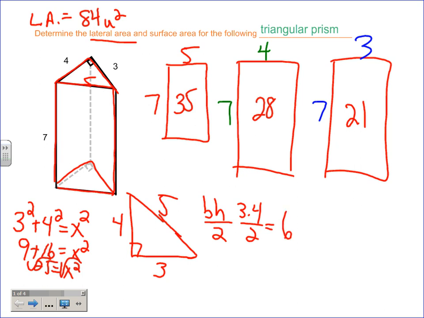6 is the area of how many of the triangles? Just one of them, right? And how many do I have? So let's take that times 2. And then I wrote the answer. Take this times 2, which is 12 square units.